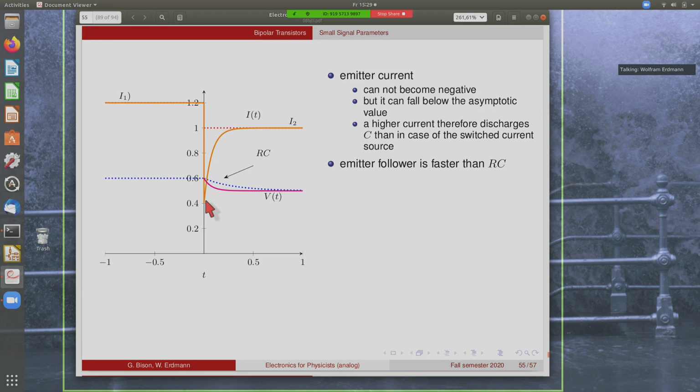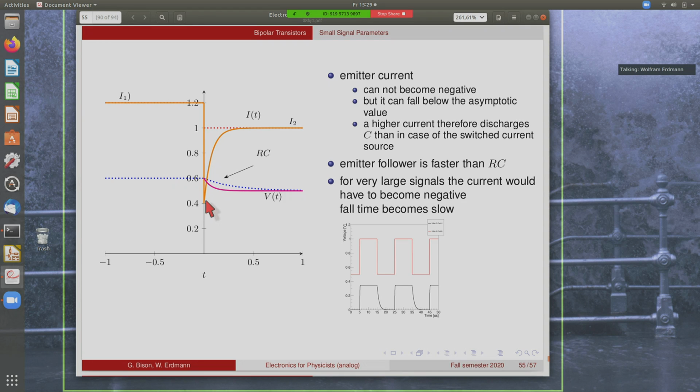But this of course only works when this dip here does not need to go really into the negative, which of course it can't. If you get into a situation where the dip would go into the negative here, then it cuts off because it cannot actually go negative, and you get this slow behavior here.